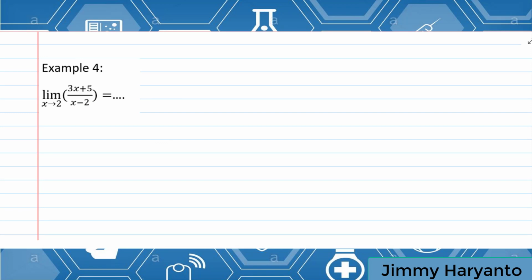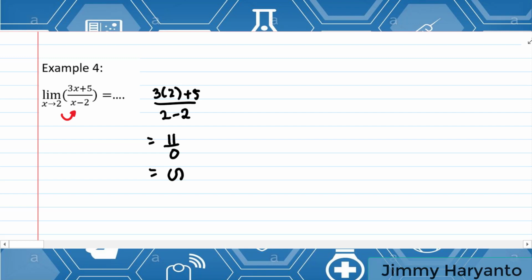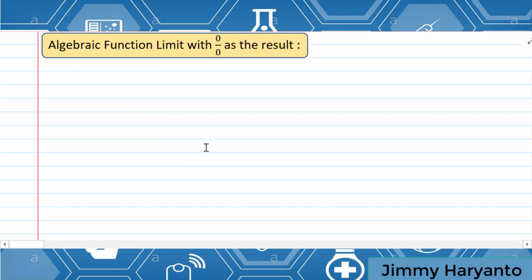This one is also the same. We can substitute the 2. So it will be 3 times 2 plus 5 over 2 minus 2 equals 11 over 0. 11 over 0 means infinite. Some value divided by 0 will always be infinite. So that is the common form of algebraic function limit.